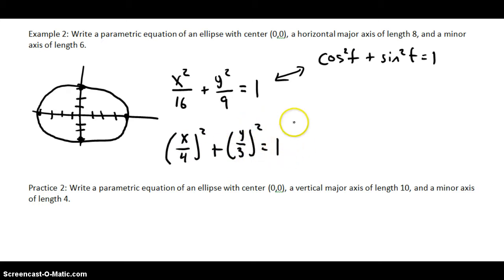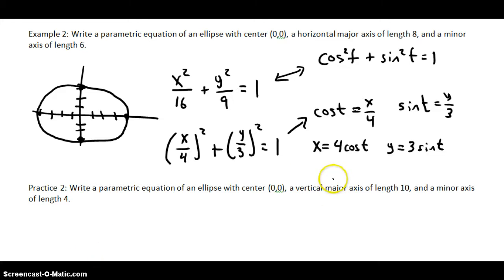equals 1. And from that we can get that cosine t is equal to x over 4 and sine t is equal to y over 3. And from there we solve both of them to get our x and y equations. x equals 4 cosine t and y equals 3 sine t.